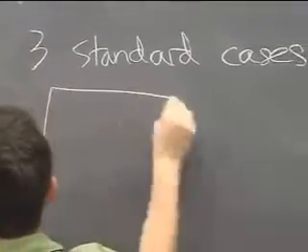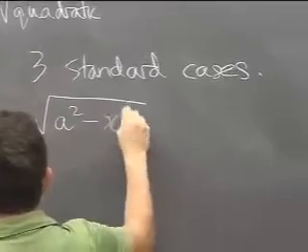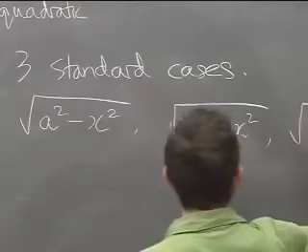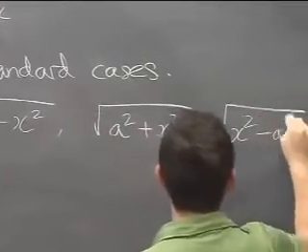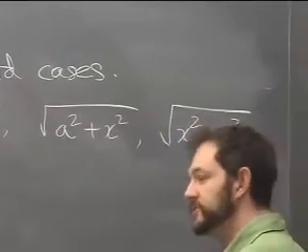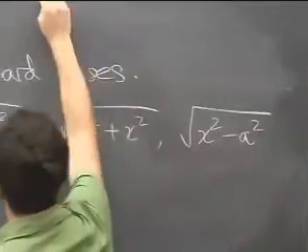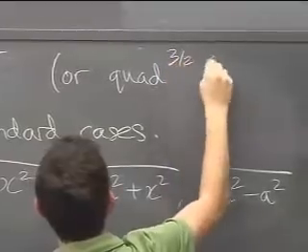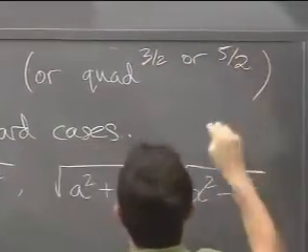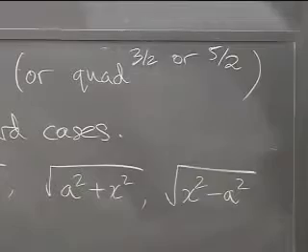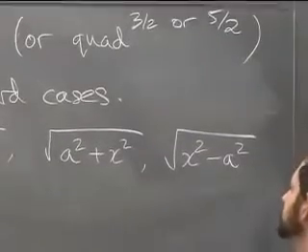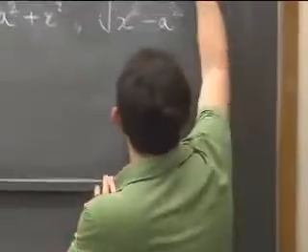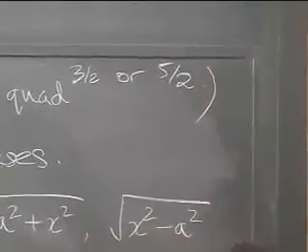So it depends whether you have the square root of something minus x squared, something plus x squared, or x squared minus something. Now, by the way, when I say the square root of a quadratic, this could also be the quadratic to the power 3 halves or 5 halves, etc. That's actually a square root in disguise. Any odd power, something to the 3 halves, 5 halves, 7 halves, etc., also, of course, applies.